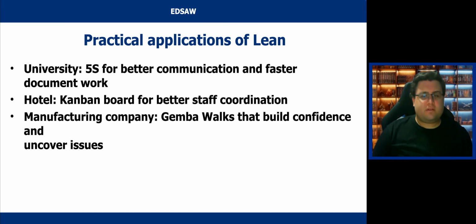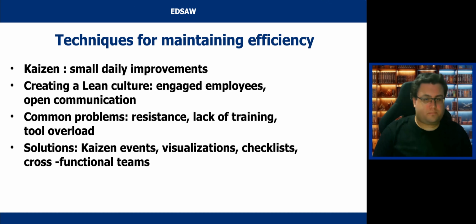The third example is a manufacturing company. It implemented Gemba walks. Managers regularly went to the workplace, talked to the employees, and together looked for ways to improve the processes. This strengthened the trust between management and workers while also helping to quickly identify problems in the workspace. These examples show that lean is not limited to manufacturing. It is a universal approach that can improve efficiency in any environment, from education to services to traditional industry.